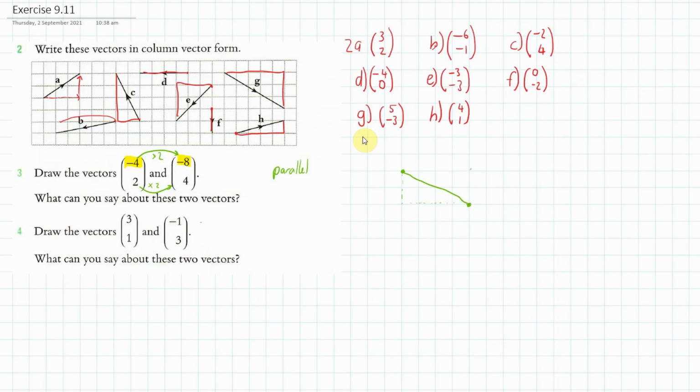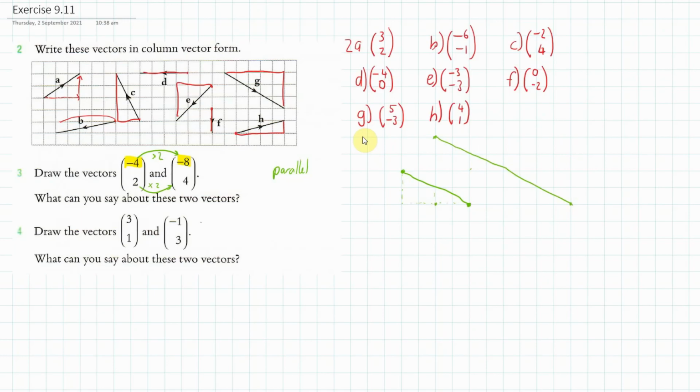Now let's take the second vector and we'll start over here. We're going back 8. 1, 2, 3, 4, 5, 6, 7, 8. So we've gone back this far, but then we're going up 4. 1, 2, 3, 4. So there. And you can see that they're parallel.